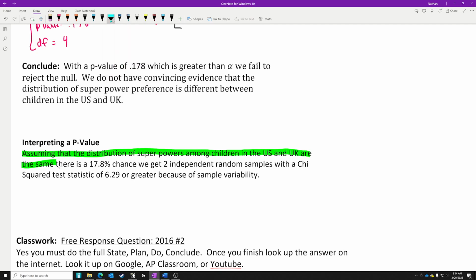Then here's my p-value: there is a 17.8% chance we get a sample like ours. Now to say that specifically, we get 2 independent random samples with a chi-squared test statistic, a sample like ours, of 6.29. For chi-squared, it's always going to be greater. We always do the area to the right, because of sample variability, by random chance. It's been a while since we've written that sentence, but take a look at it.